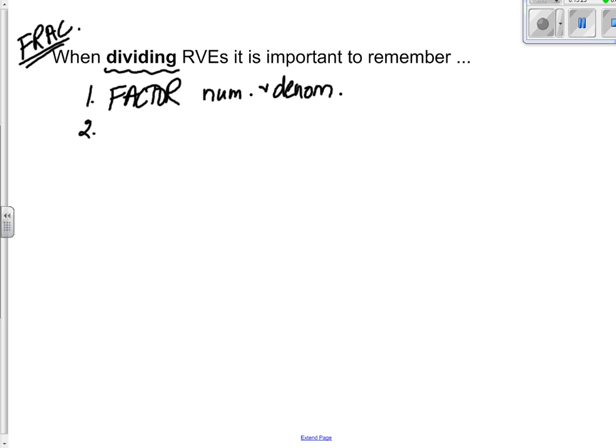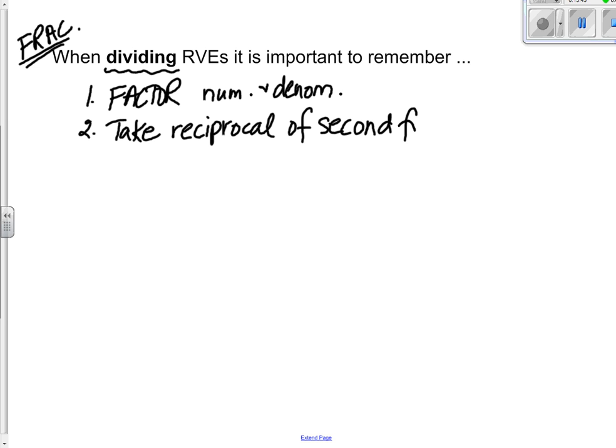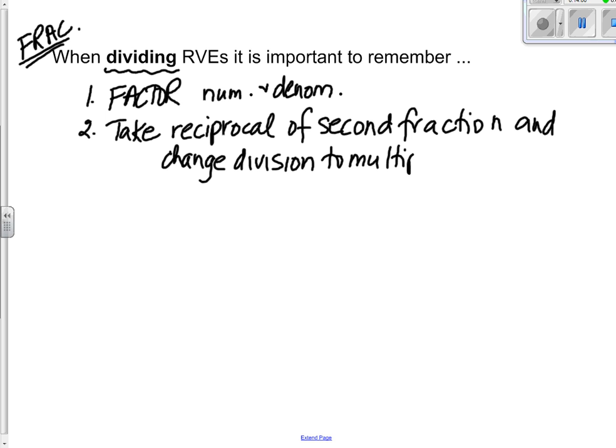Number 2, like with fractions, we take the reciprocal of the second fraction and change division to multiplication. What we said for the last 6 years was flip and multiply, or invert and multiply.